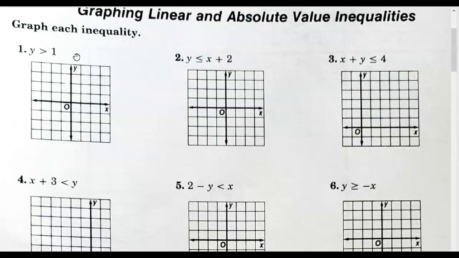So you have something like number 1 where it's y greater than 1. So the idea in this case is, again, the slope is 0. It goes through the point 0, 1. And the line is dashed because there's no equal to. And again, where are the y values greater than the number 1? Well, here's the number 1. Y's are bigger above, so we'll shade above.